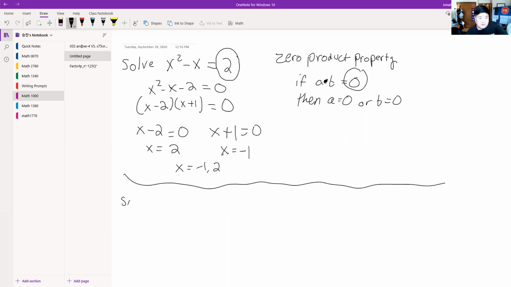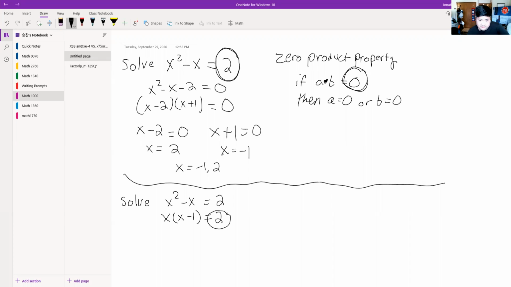Now, if I, for some reason, wanted to solve this problem without the zero product property, then let's say I had the same problem, solve x squared minus x equals 2, and I just went ahead and factored this x squared minus x into x times x minus 1 equals 2. Then I need two numbers that will actually multiply together to give me 2, right? When before it needed to be two numbers that multiply together to give me 0, all right?